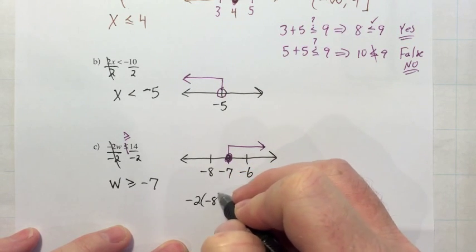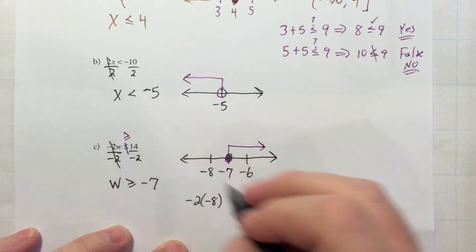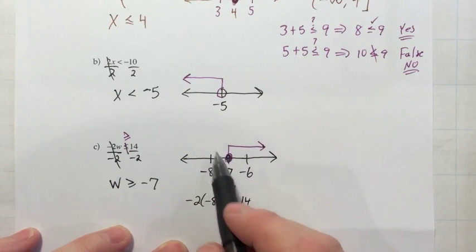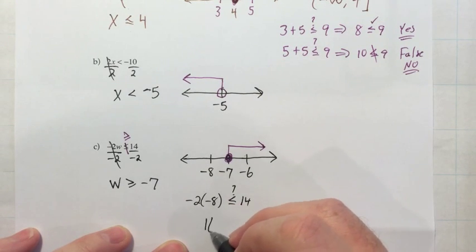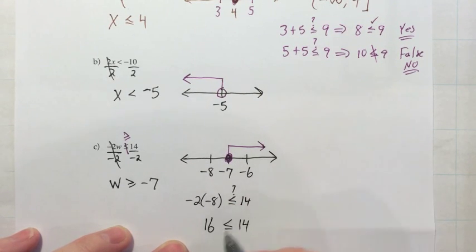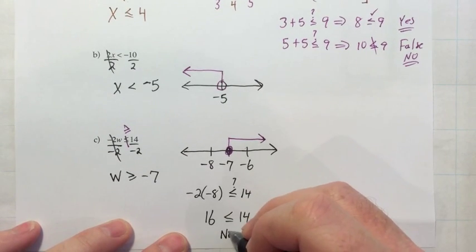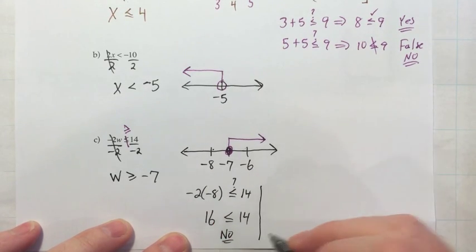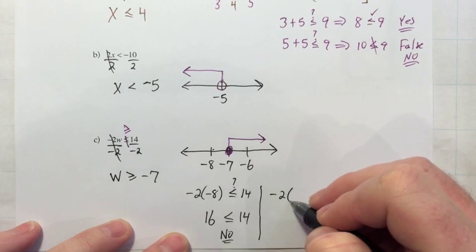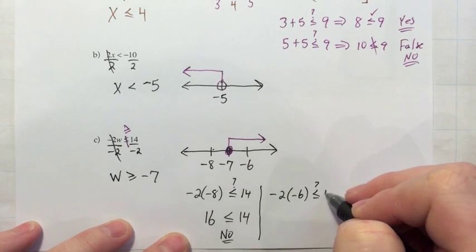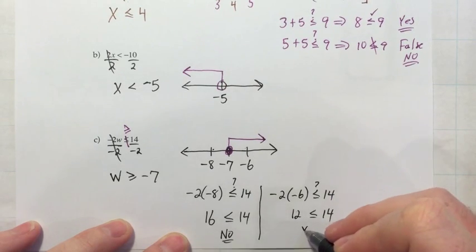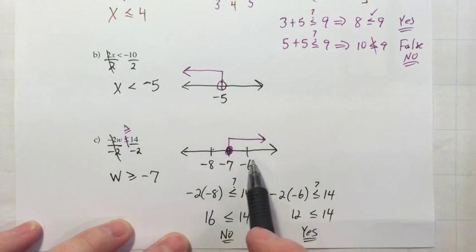-2 times -8, I'm claiming that is not going to work. So originally we had a less than or equal to 14. So if that's a solution, it should work. I didn't shade it, so I'm saying it's not a solution. And that's good because the statement is 16 is less than or equal to 14. That is false, so that's not a solution, and that's good because it was not included in my graph. How about the -6? -2 times -6, is that less than or equal to 14? Multiply those together, you get 12. That is less than or equal to 14, so that one's a yes, which is good because the -6 was shaded.